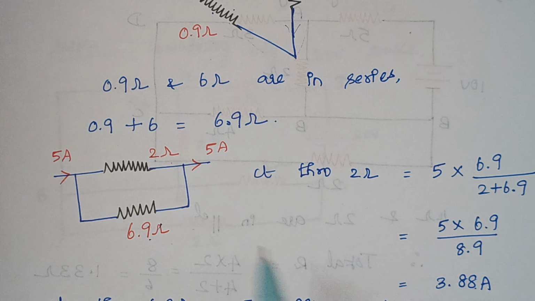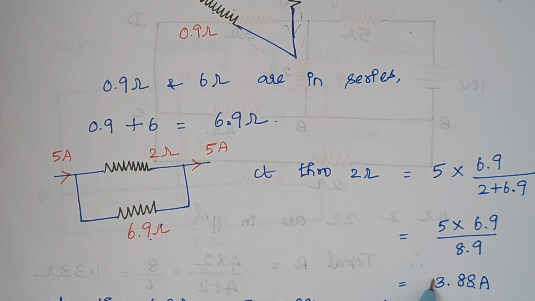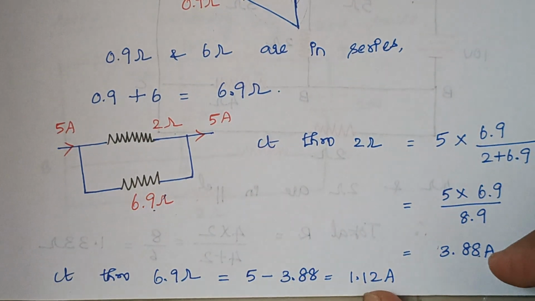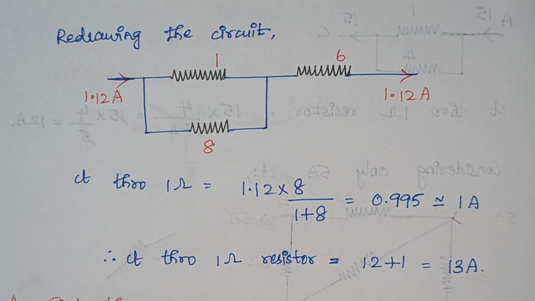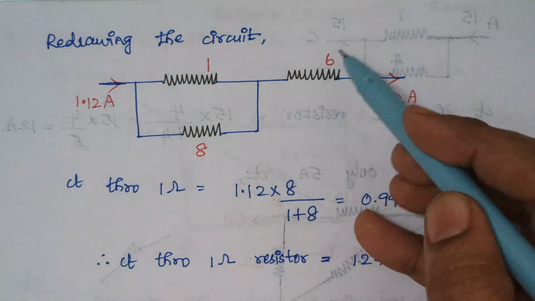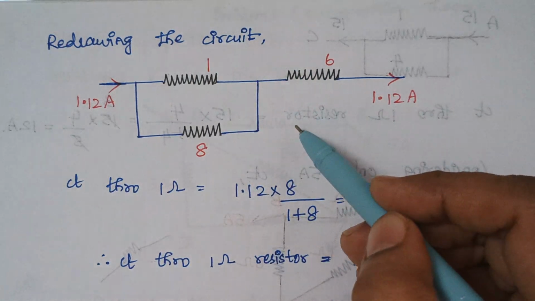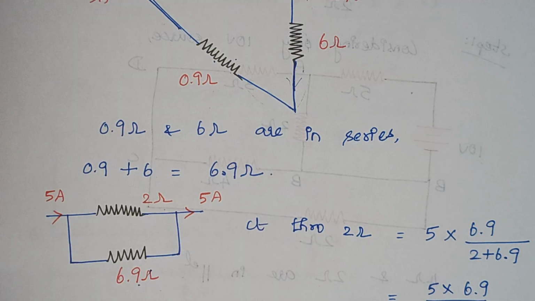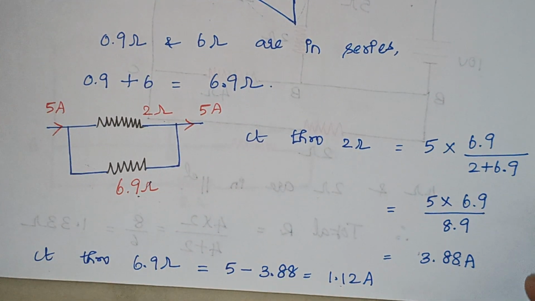Then what about the current that flows through this 6.9? So 5 minus 3.88 will give you the current that flows through this 6.9 ohm resistor, right? So whose value is 1.12 amps. So here we are redrawing the circuit like this, right? So let me explain how we have drawn this circuit, right? You see, current flowing through this 6.9 is calculated as 1.12, right?